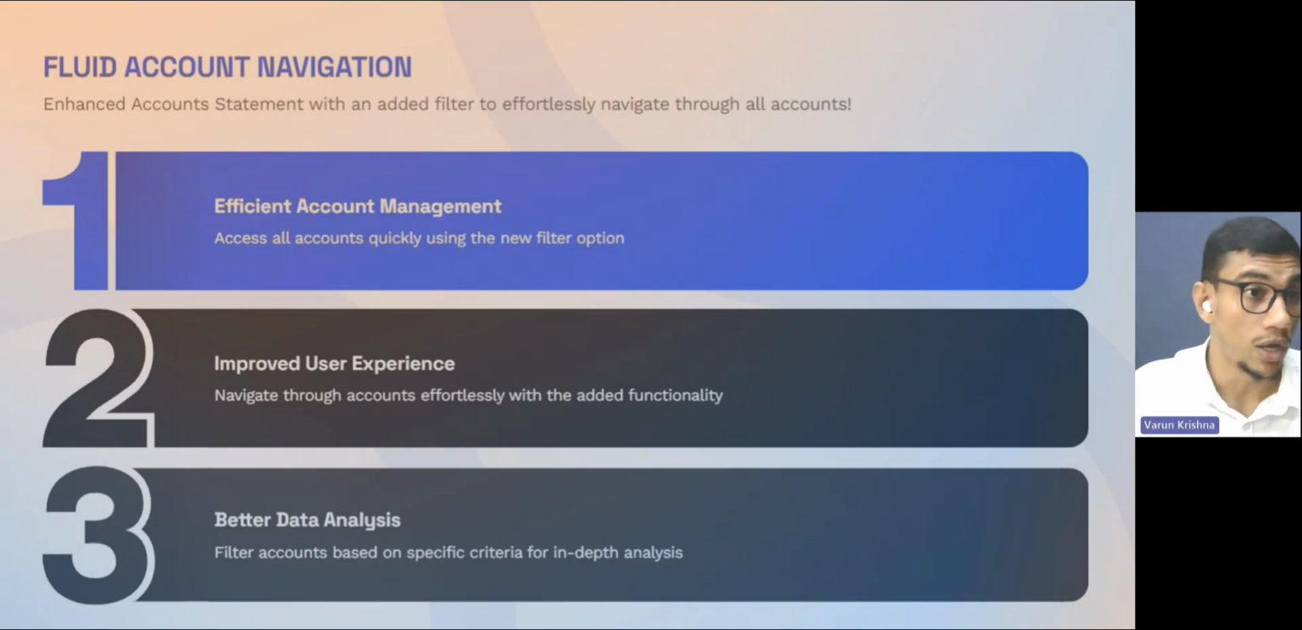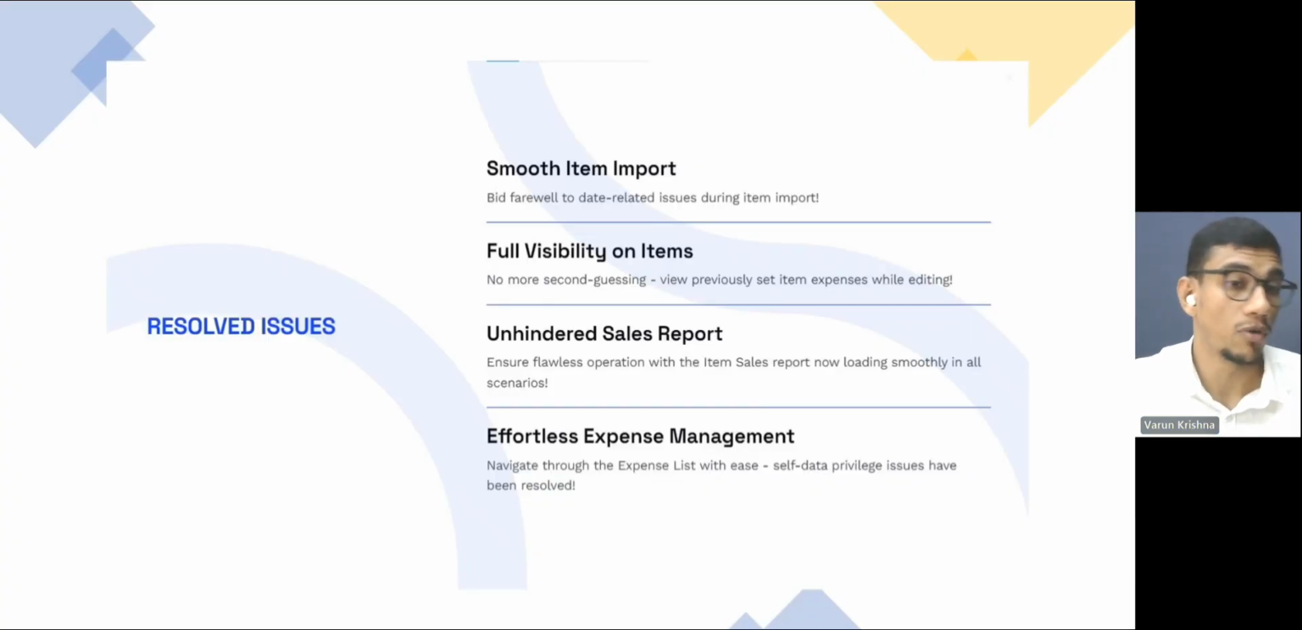And then enhanced account statement. If you go to the account statement, the all account filter has been added, so you will be able to go through a view in which all the details of all the different accounts or bank accounts will be presented. Then we talked about the resolved issues as well: the date format related to item import, then item expenses, then the item sales report loading part, and finally data privileges and the expense list.